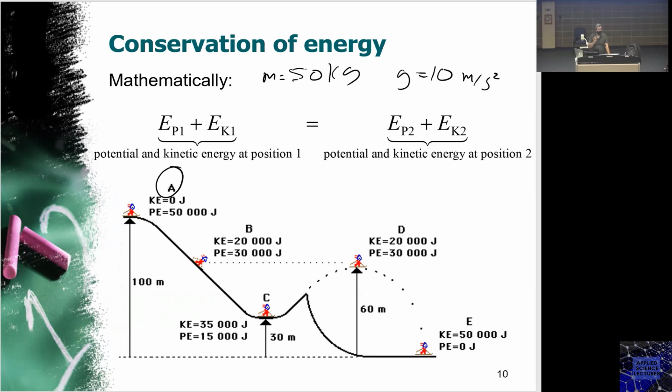Now, based on the conservation of energy, at any point in that path till she reaches the ground, the total amount of energy should be 50 kilojoules anywhere. So look at point B. The summation of those two energies is 50 kilojoules. Point C, 50 kilojoules. Point D, point E, anywhere the energy is conserved in this lossless system. We have 0 friction here.